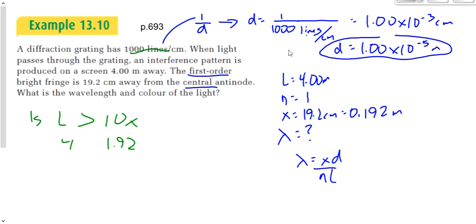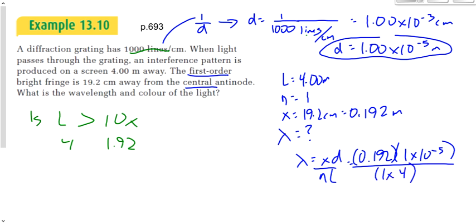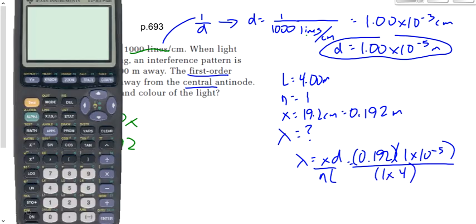X was 0.192. D is 1 times 10 to the negative 5. N is 1. L is 4. So we're going to say 0.192 times 1 times 10 to the negative 5, divided by 4, 4.8 times 10 to the minus 7.